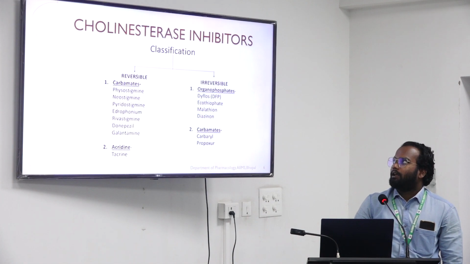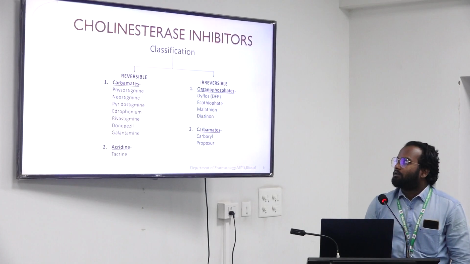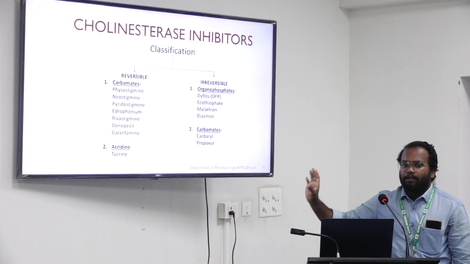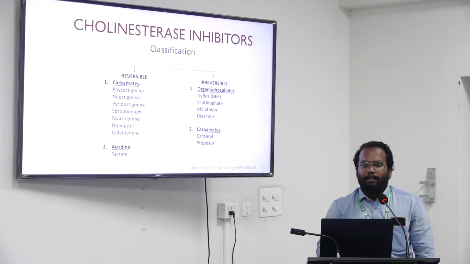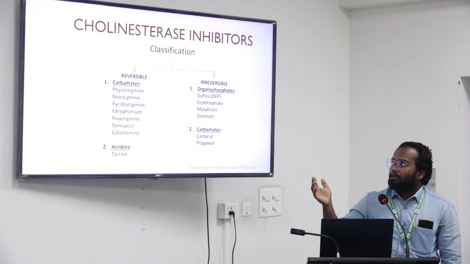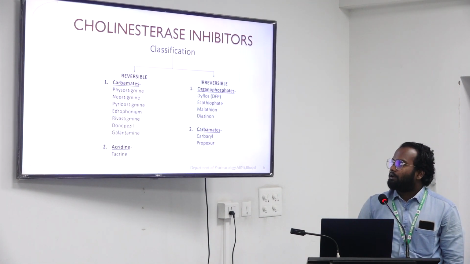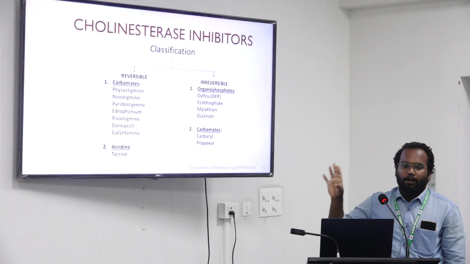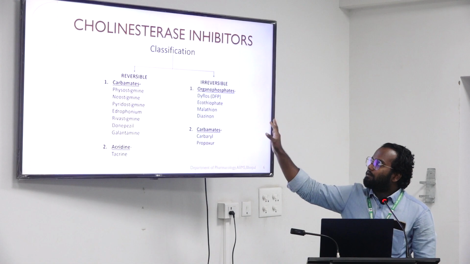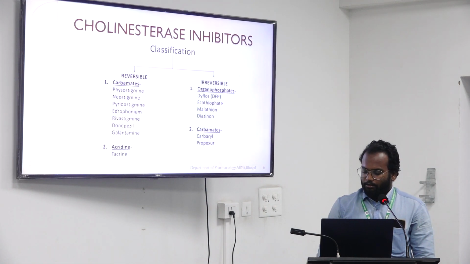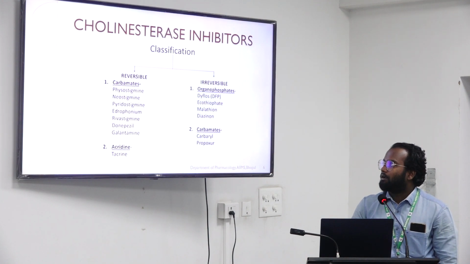Next we will see the cholinesterase inhibitors. What are the inhibitors we have? It's just a classification based on reversible or irreversible, depending on how they bind to the enzyme. As we can see, in reversible we have carbamates, and in irreversible also we have carbamates. Here we have to concentrate on the OPC compounds, which mainly fall in the irreversible cholinesterase inhibitors. With that we'll move on to the next topic.